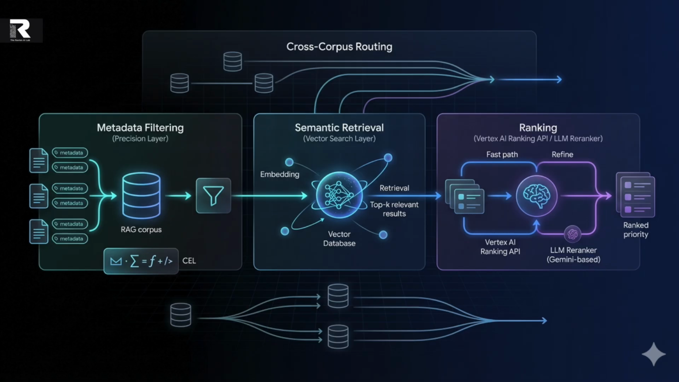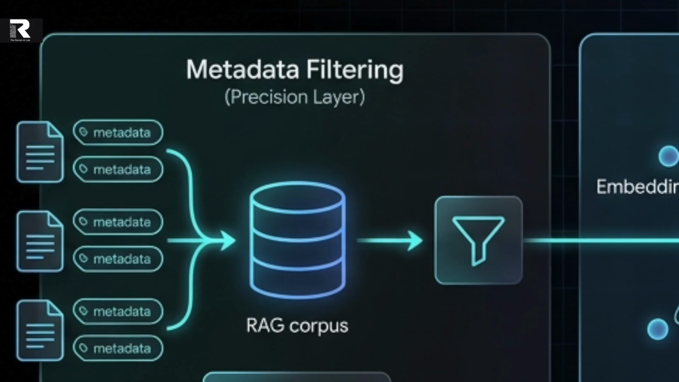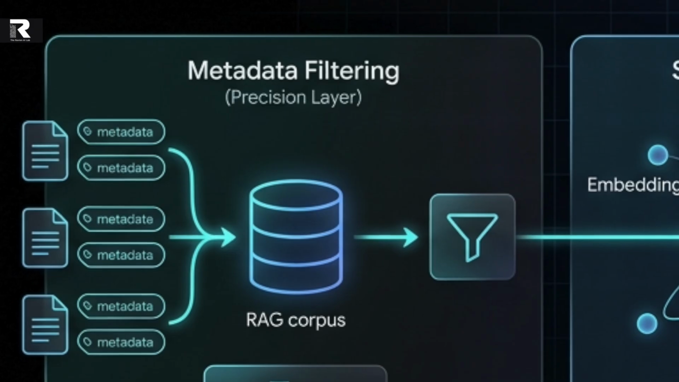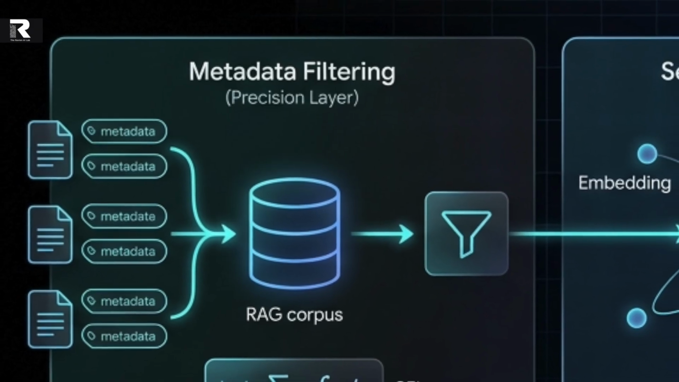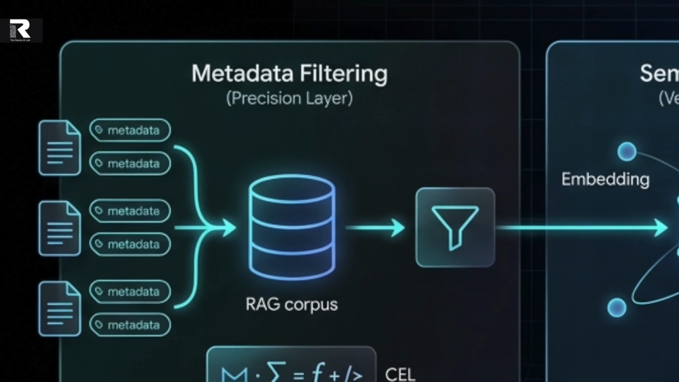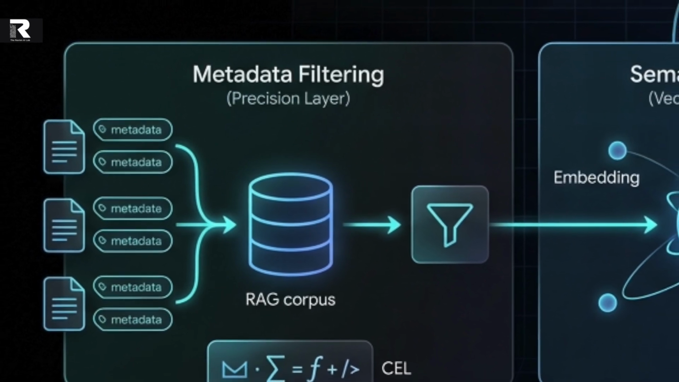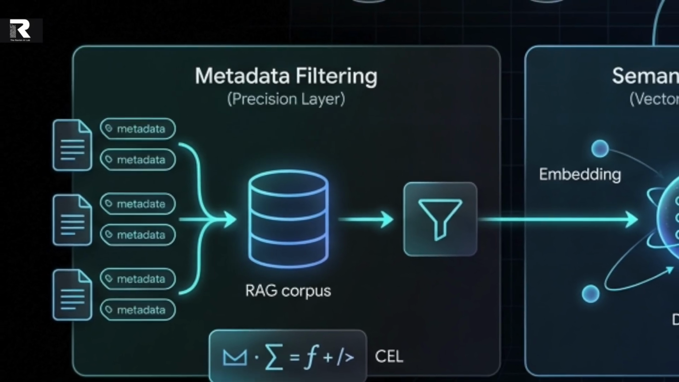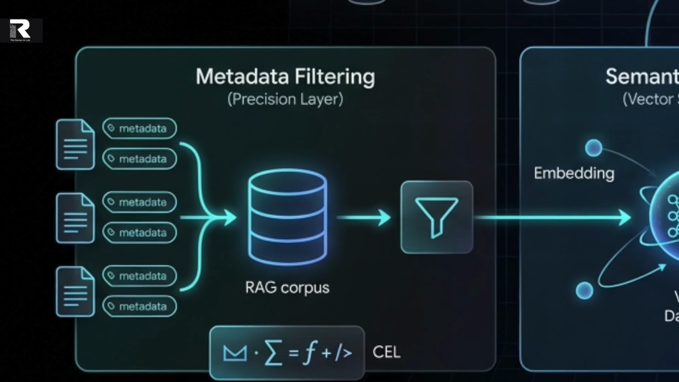To achieve high precision and high relevance results, the RAG engine provides advanced retrieval capabilities that operate in two stages: filtering and ranking. 1. Metadata filtering, the precision layer. You can attach structured metadata, such as numeric, string, or Boolean fields to your documents to enable precise filtering during retrieval. Here's the rule. Metadata must be defined using a schema at the corpus level before ingestion, and all values must conform to that schema.